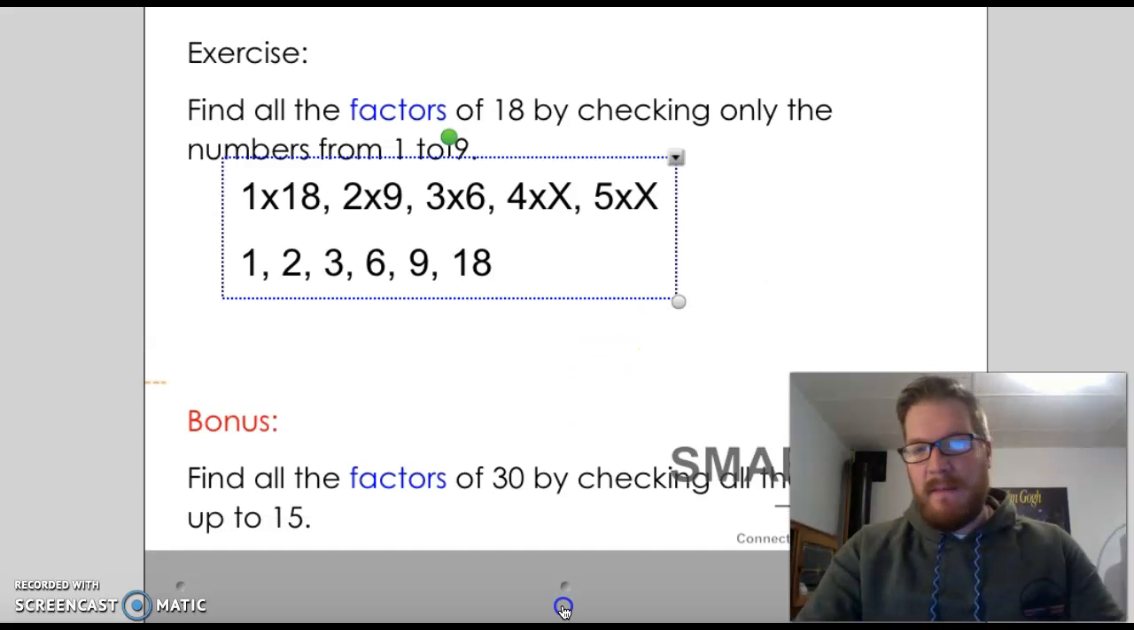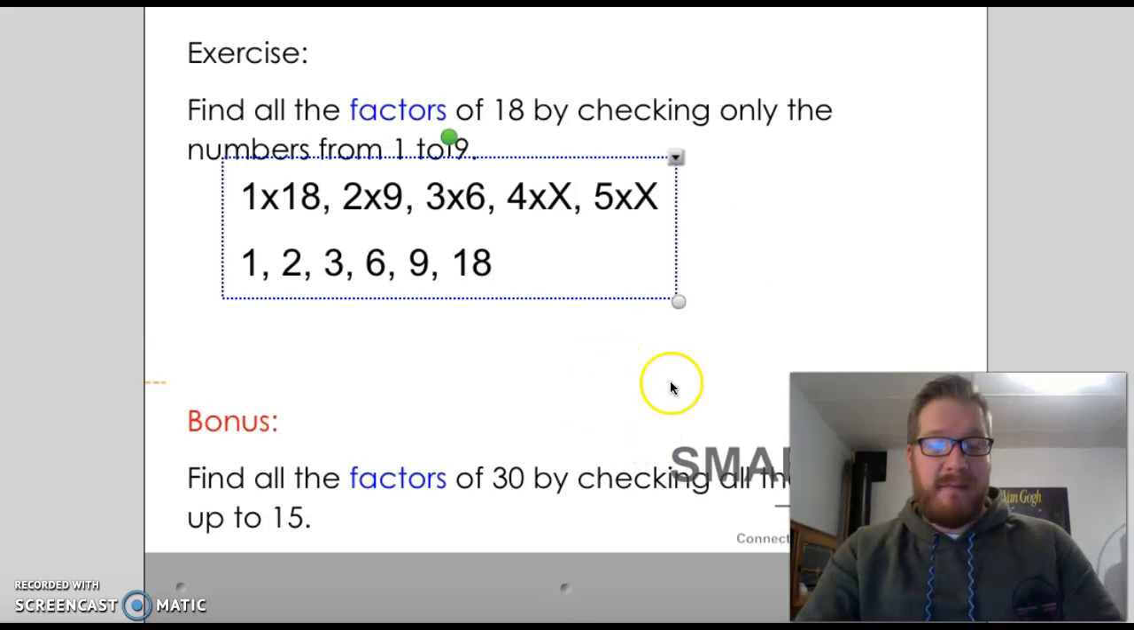We can do this. You can do the same thing for 30. You can do that on your own. You wouldn't have to go anywhere past 15.